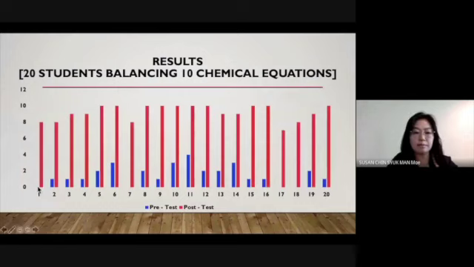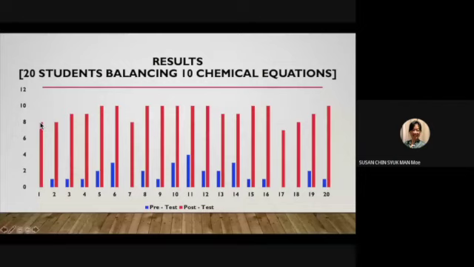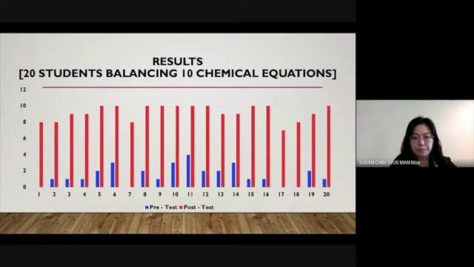After you let them play the games, for example, my first sample, my first subject from no knowledge cannot balance any chemical equation at all, but finally, this student is able to complete 8 out of 10. I give them 10 random chemical equations and they are able to complete 8 out of 10. Okay, so the result shows quite an encouraging result after the implementations of the tools.